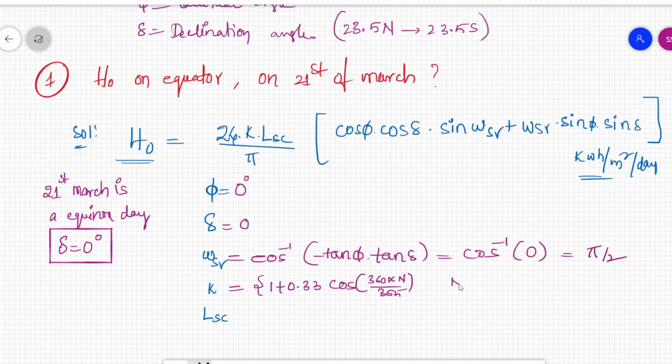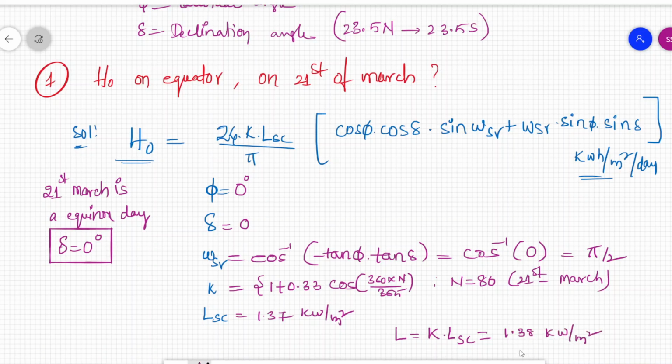Okay, so what is the n value here? n is 80 because it is on 21st March. If you calculate from Jan 1st as 1, n will be 80 for 21st March. LSC is 1.37 kilowatt per meter square. So if you multiply K and LSC, we have L equal to K into LSC, and you are going to get the value as 1.38 kilowatt per meter square. Okay, so we have found K, LSC, pi, delta and omega SR.